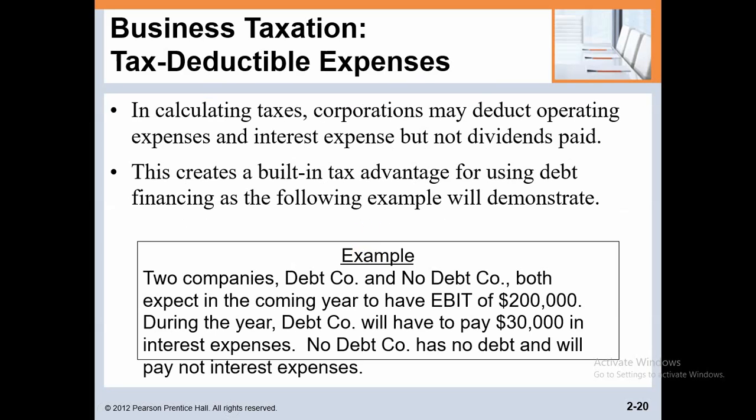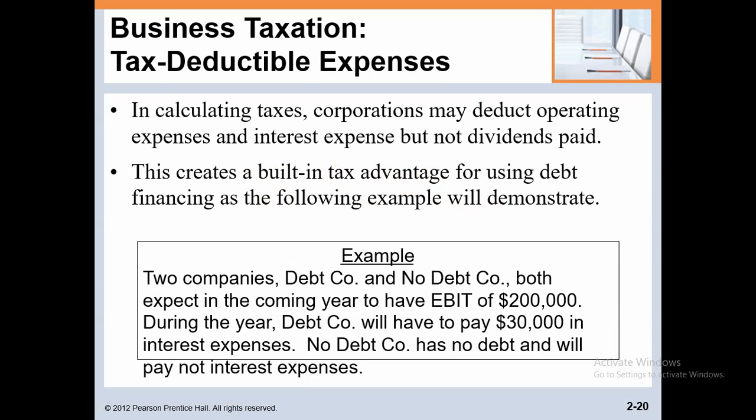So if we talk about calculating taxes, a corporation may deduct operating expenses and interest expense, but not dividends paid. So you can deduct your operating expenses and interest expense, but you can't deduct dividends paid. This creates a built-in tax advantage for using debt financing, as the following example will demonstrate. So that's why most of the time organizations use debt financing, because it gives benefits in taxation compared to equity financing.